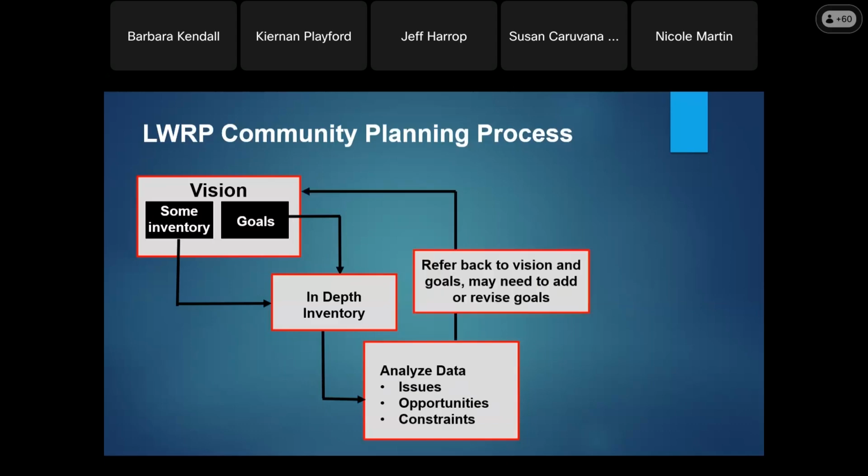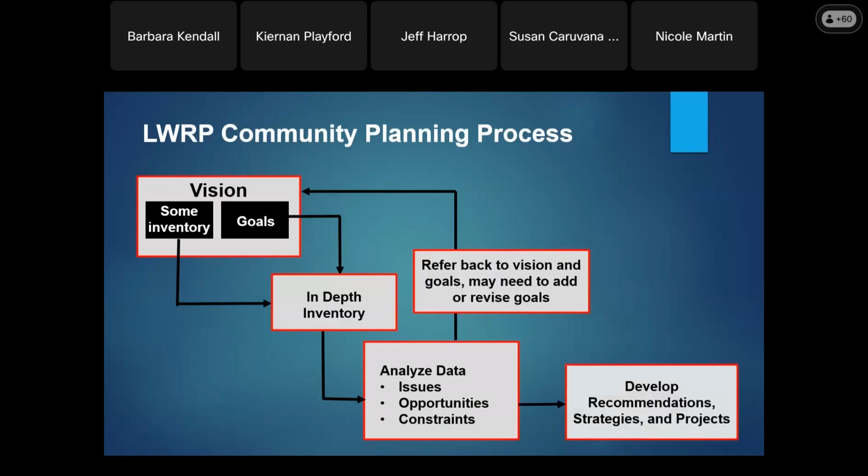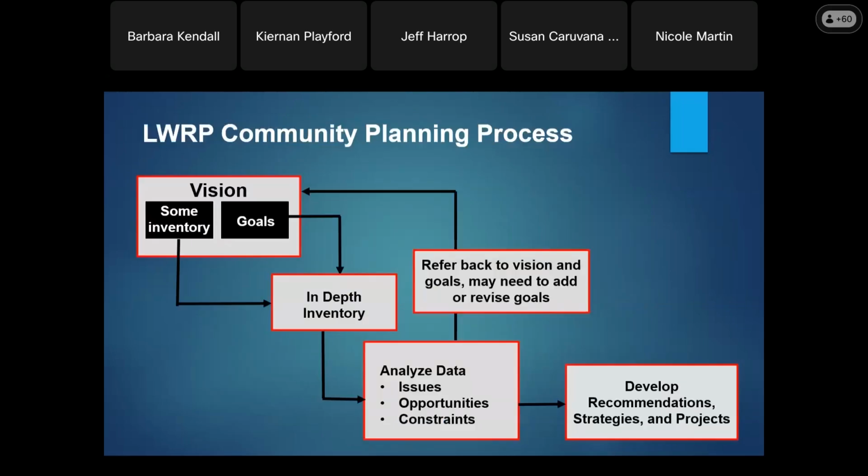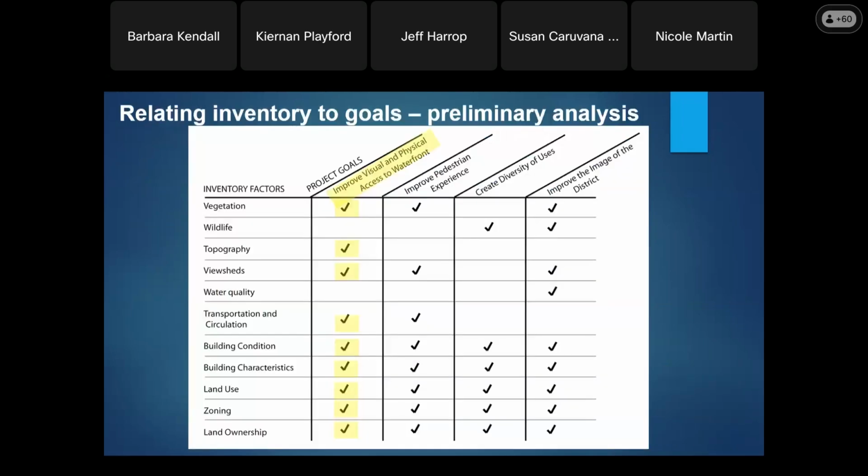Then we refer back to the vision and goals to make sure we don't need to revise them. Next, we'll develop recommendations, strategies, and projects. So next, we'll relate those inventory factors to the goals through a preliminary analysis.